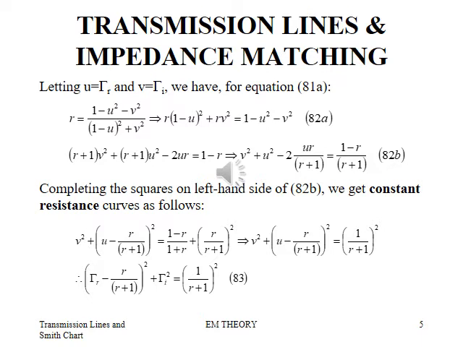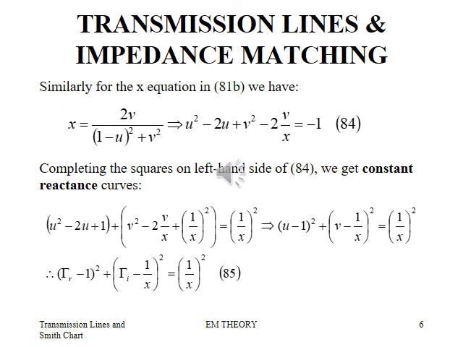Now, this is the equation of a circle. And it's a circle with the radius 1 over r plus 1 and centered at v equal to 0 and u equal to r over r plus 1. So that is what we have in equation 83, where we have now replaced u with gamma r and v with gamma I.